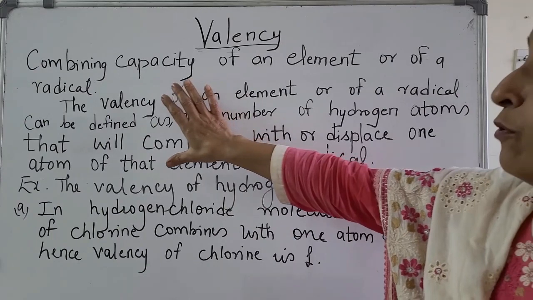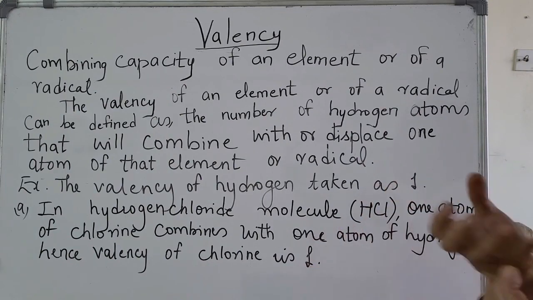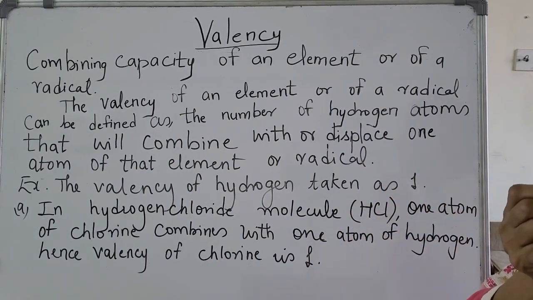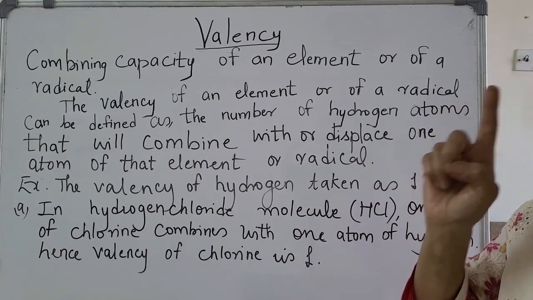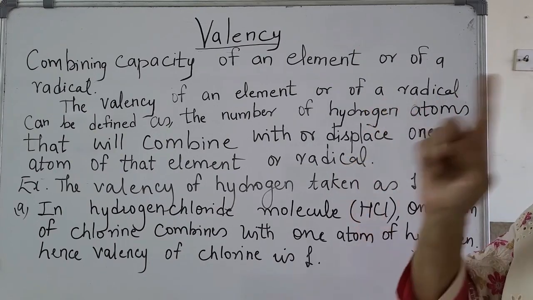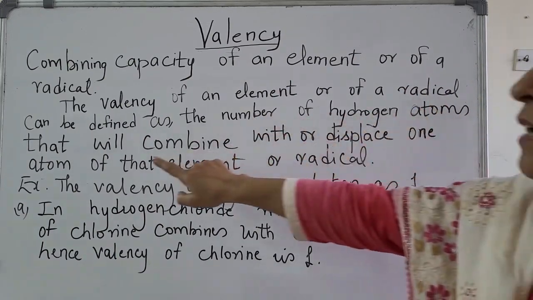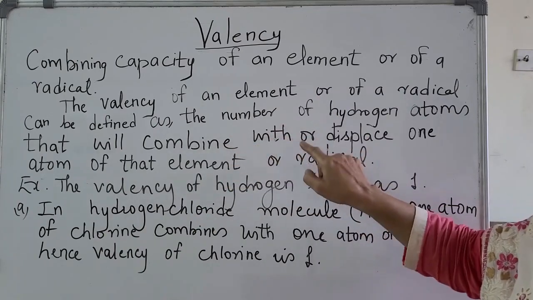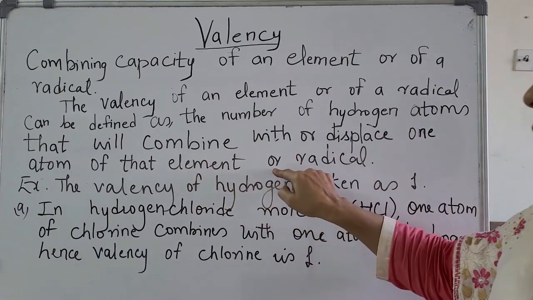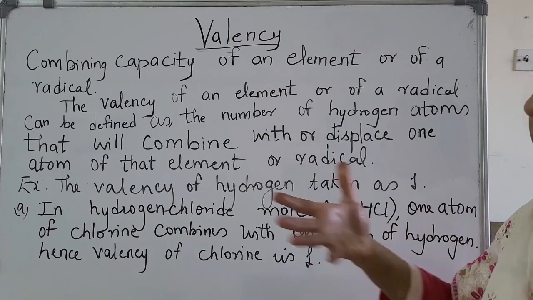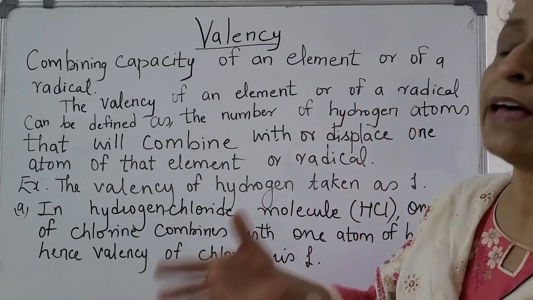So you have to understand that it is the number of hydrogen atoms. How many hydrogen atoms are required by that element to form a compound, that forms their valency. Hydrogen valency is taken to be unit 1. It is taken to be 1. So it is the number of hydrogen atoms that will combine with or displace one atom of that element or radical. So how many atoms of that element are required to combine with hydrogen, that forms the valency of that element?